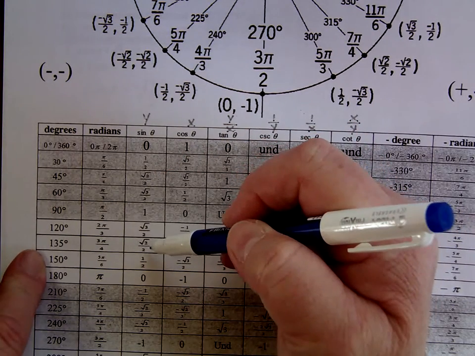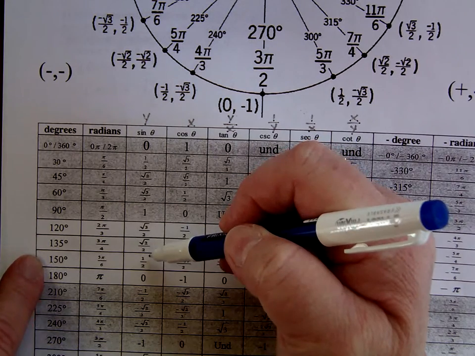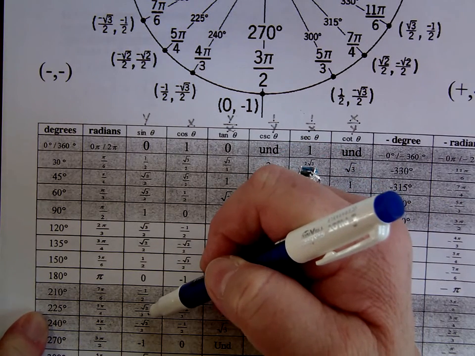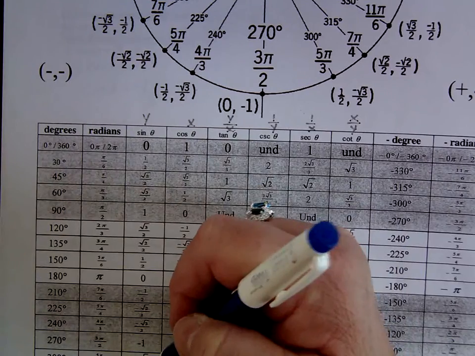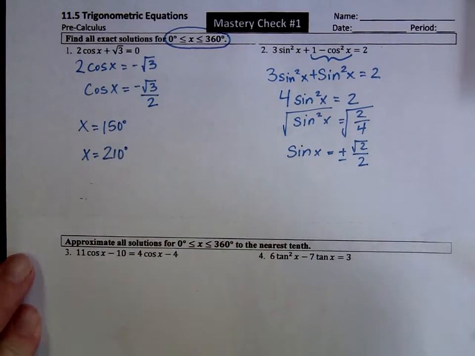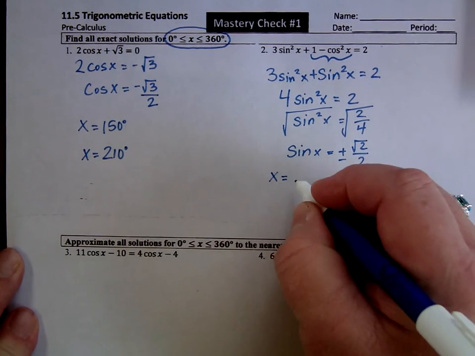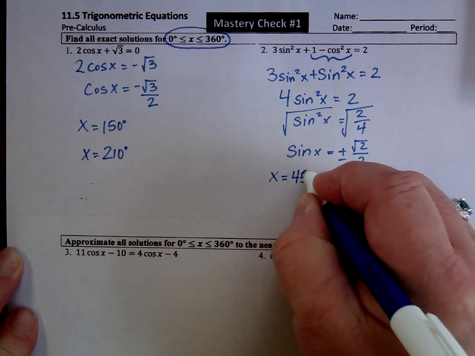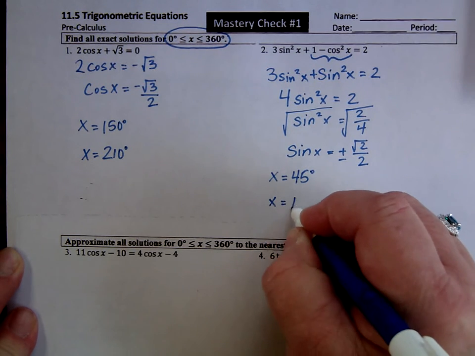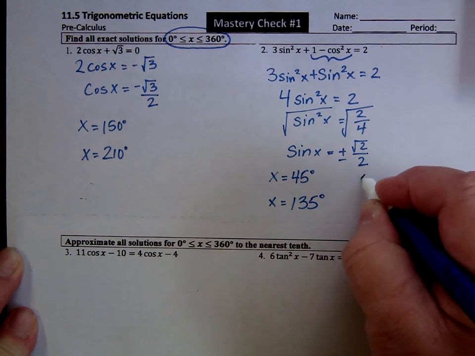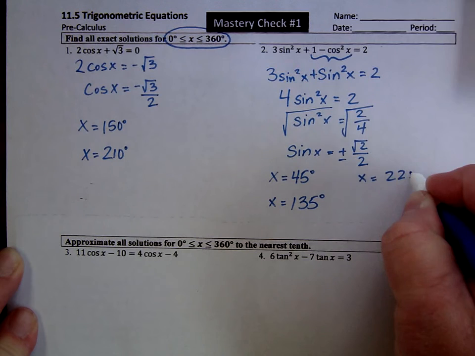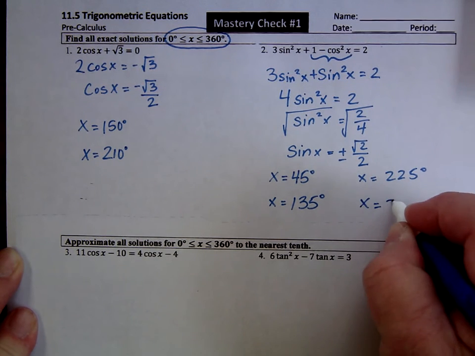The next place I see is 135. Going to keep going down. The next place I see is 225. And the last place is 315. And so all of those are valid answers for this particular question. So let's write them down. 45, 135, 225, and 315.